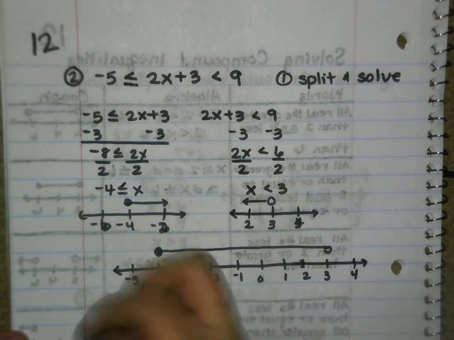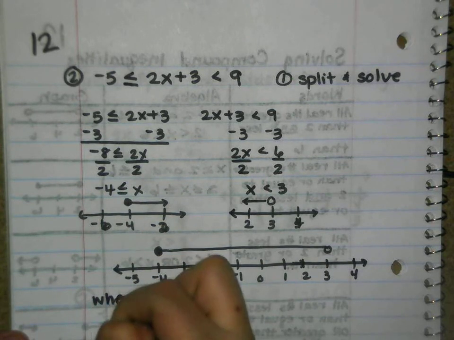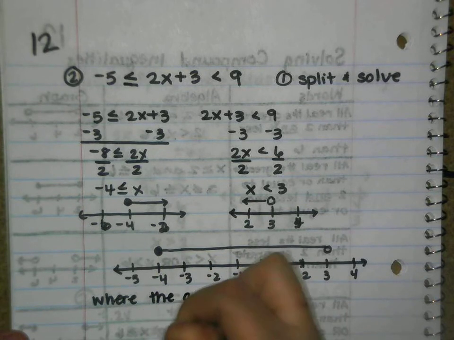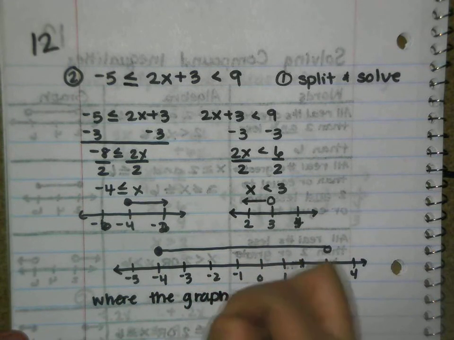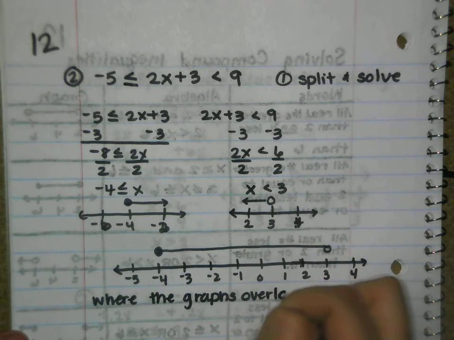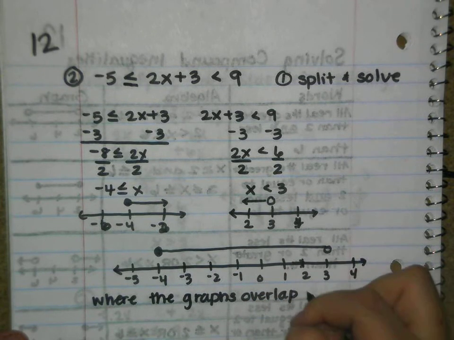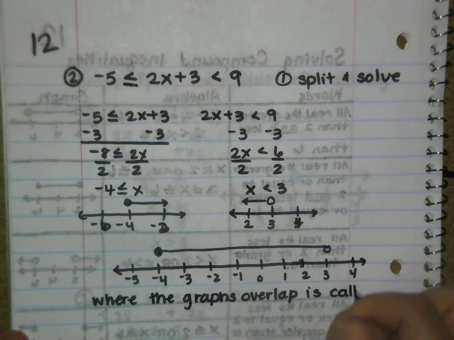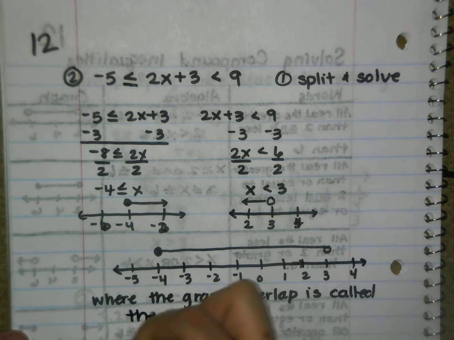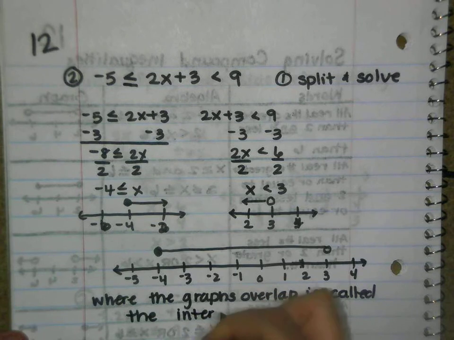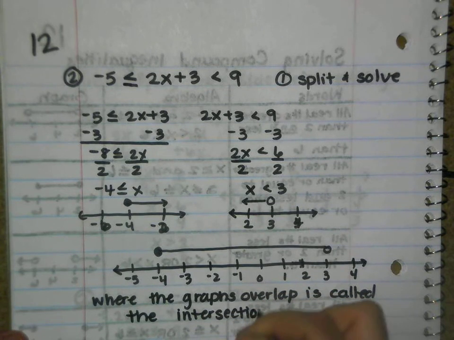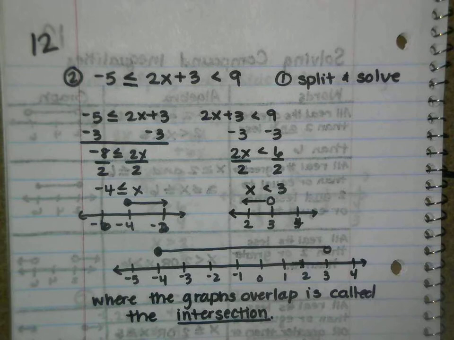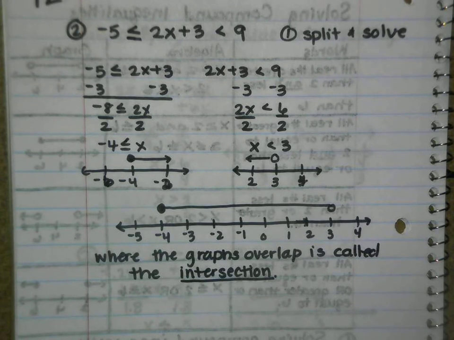So where they overlap has a special name. It is called the intersection. That is where these two graphs intersect, or combine, is their intersection. Okay? And the next part we will do ORs.